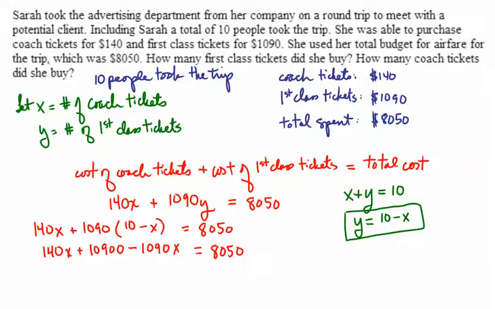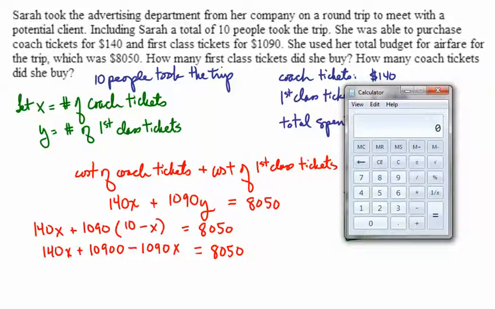The next step would be to combine like terms on each side individually before I start adding, subtracting, multiplying, and dividing both sides by the same thing. So what I do have here is like terms of 140x and negative 1090x. If I bring up the calculator, I have 140 minus 1090, and that's going to give me negative 950x.